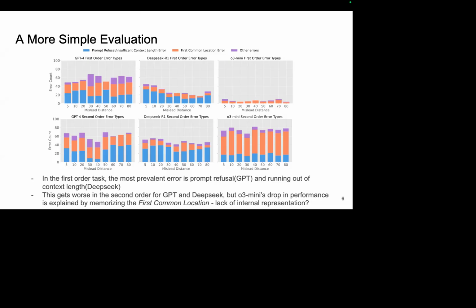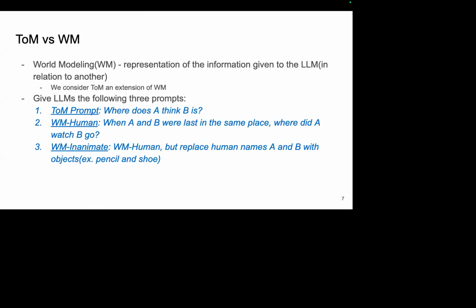But then tracking the mental states of all the characters past that is something that LLMs tend to struggle with, potentially indicating that there's kind of a lack of an internal representation of all these states as the story progresses. This is especially true with O3 Mini, and it almost completely explains why it does so poorly on the second order task. And so now moving to our second question, comparing theory of mind to general world modeling ability.